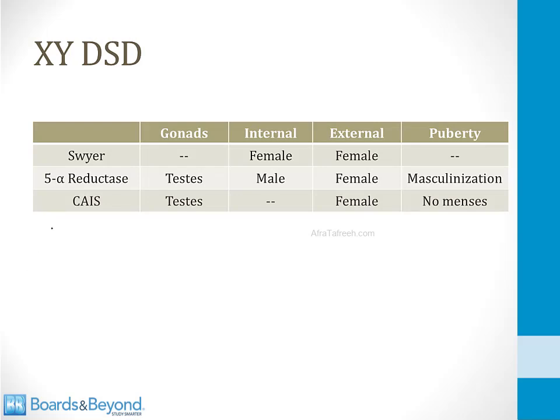This slide summarizes the three major causes of XY disorders of sexual development. Remember, in all of these disorders, the child is chromosomally male with an X and a Y chromosome, but has features of a female. In Swyer syndrome, the gonads do not develop, so internally the child is female and externally the child is female, and at puberty nothing happens because there are no ovaries or testes.